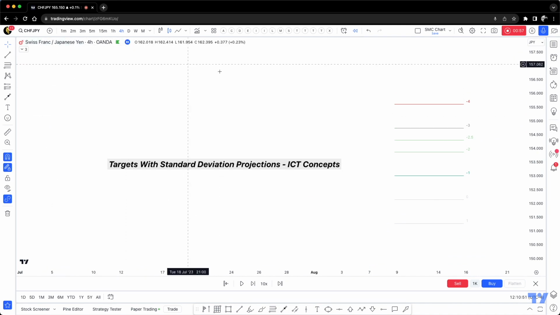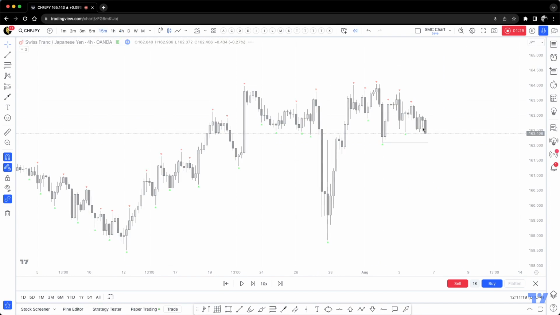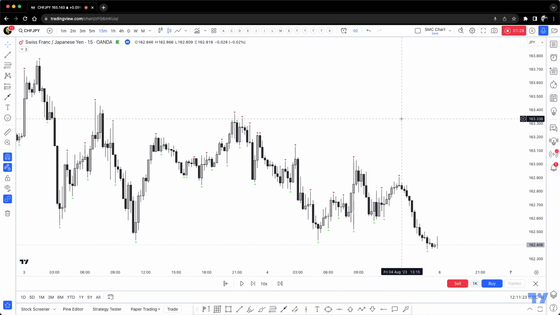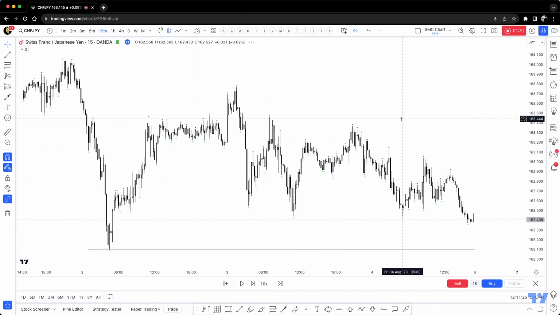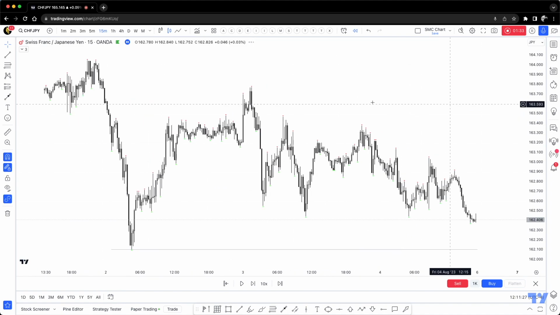Let's go ahead and start with CHF JPY. Right here at the moment, I am on H4, and let's see where the market is. Right here, we have this low. It's getting closer. Looks like price is trying to go to the downside, so I want to see what's going to happen, especially with this low. So I'm going to go in a lower time frame, let's say, for example, 15-minute. I'm jumping from H4 to the 15-minute time frame, and I want to see where that low is sitting. Okay, so here we are in this low right here.